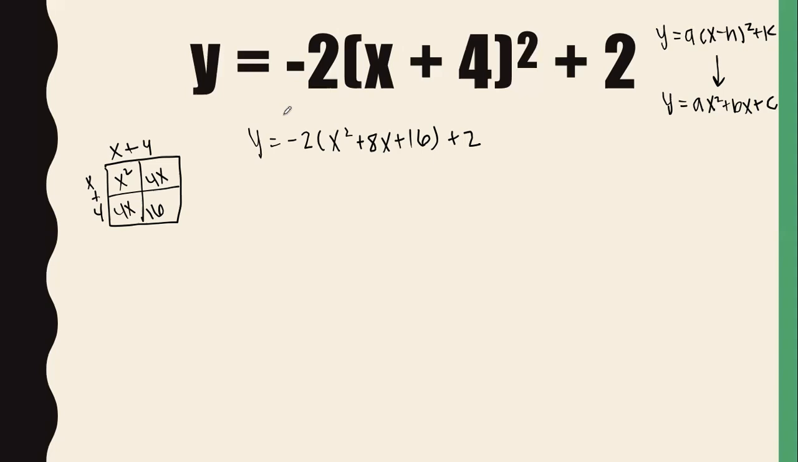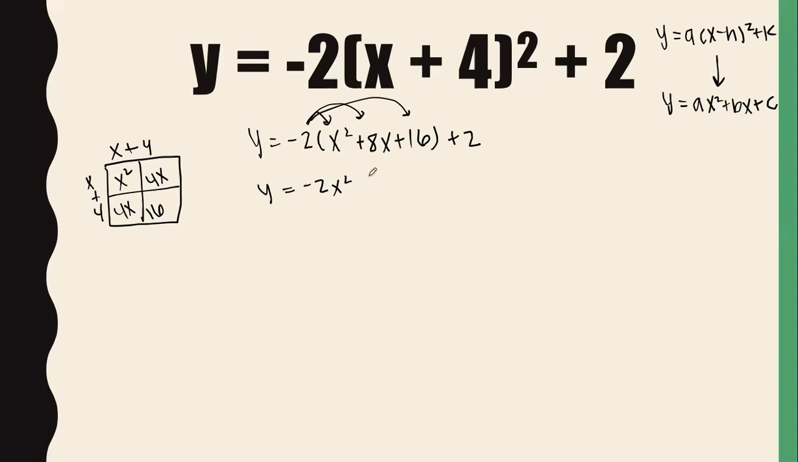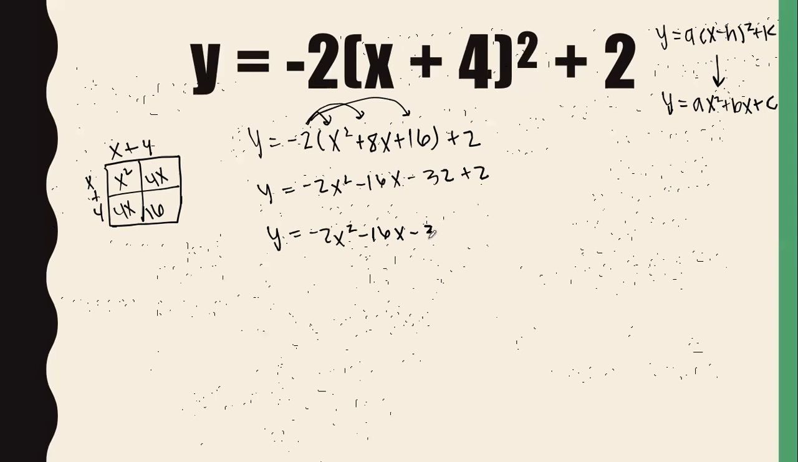All right, so from here, negative 2? Yeah. So that would give me negative 2x squared minus 16x minus 32 plus 2. And then from here, what did y'all do? Combine like terms. What are the like terms? Negative 2 and 2. Negative what? 32 and 2. Yes, and so negative 32 plus 2 would be negative 30. So this is going from vertex form to standard form.